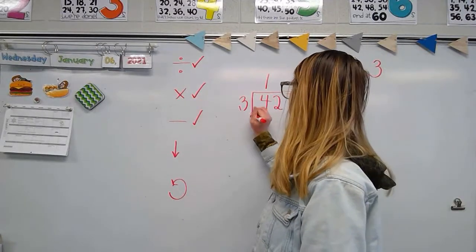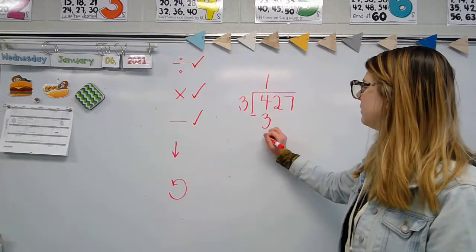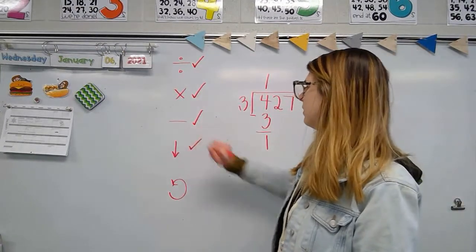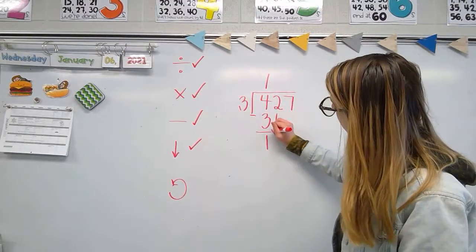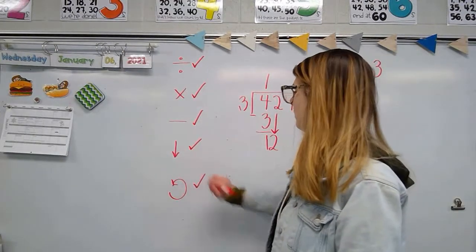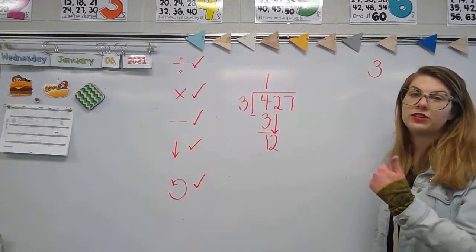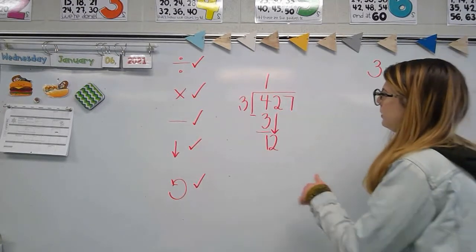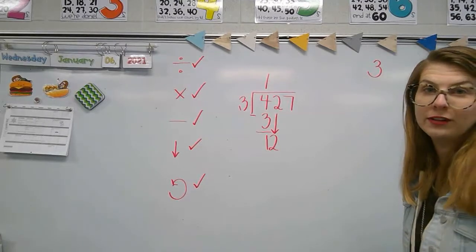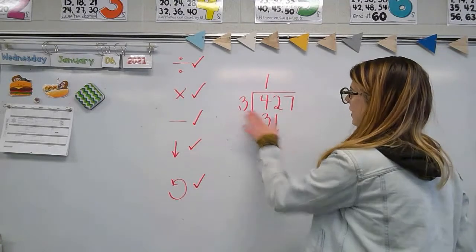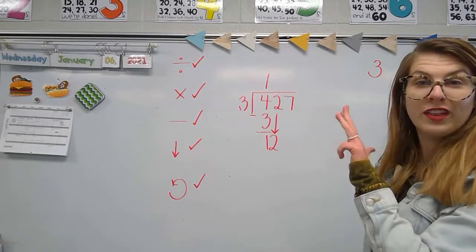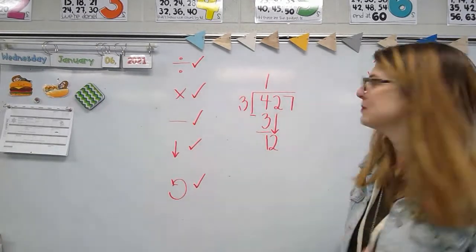Subtract. 4 minus 3 equals 1. Bring it on down. And bring it on back to the start of our steps again. Only this time, we're going to be looking at how many times 3 can go into the number 12. All right, 12 divided by 3. 3, 6, 9, 12. Ooh, it lands perfectly 4 times.